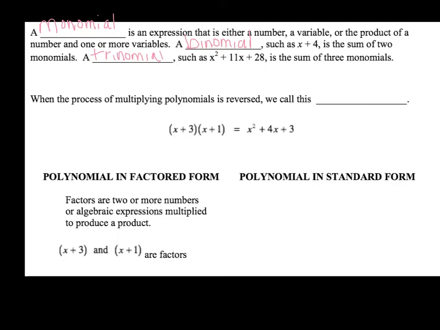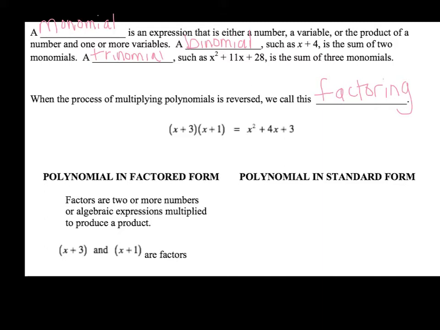When the process of multiplying polynomials is reversed, we call this factoring. And polynomial simply means there could be many terms. So mon means one, so there's one term in a monomial. Bi means two, there's two terms in a binomial. Tri means three, so there's three terms in a trinomial. And poly means many, so when we say polynomials, it covers the whole spectrum.